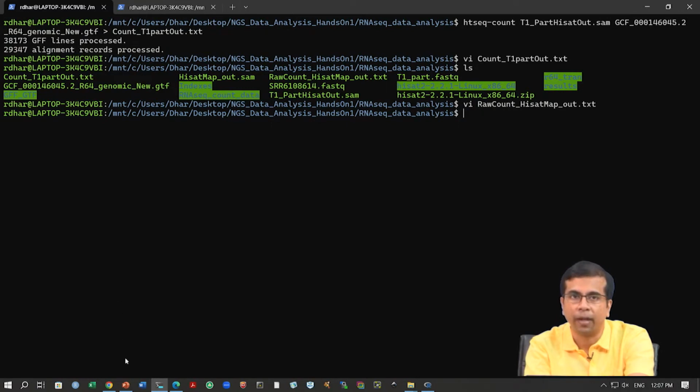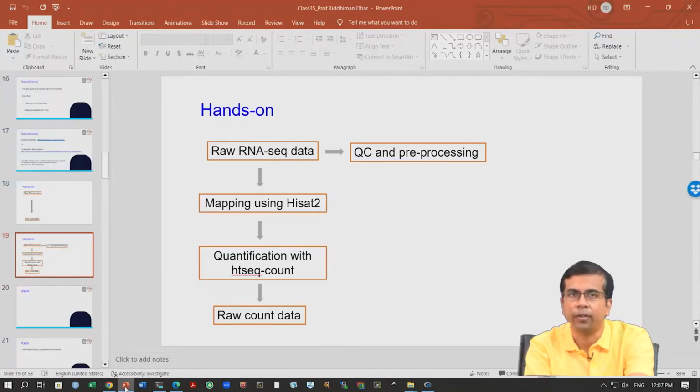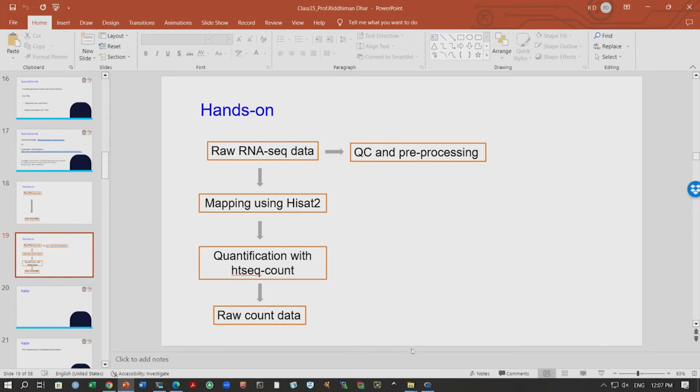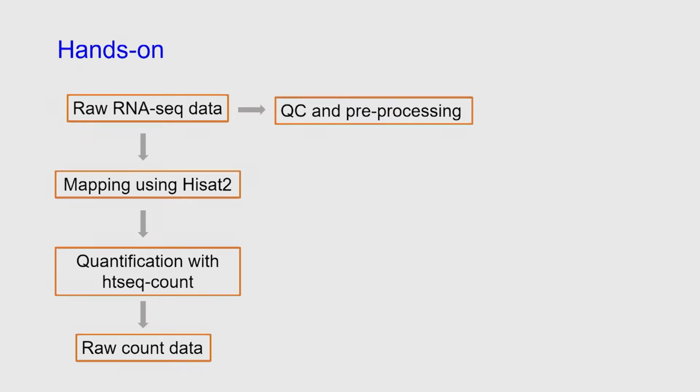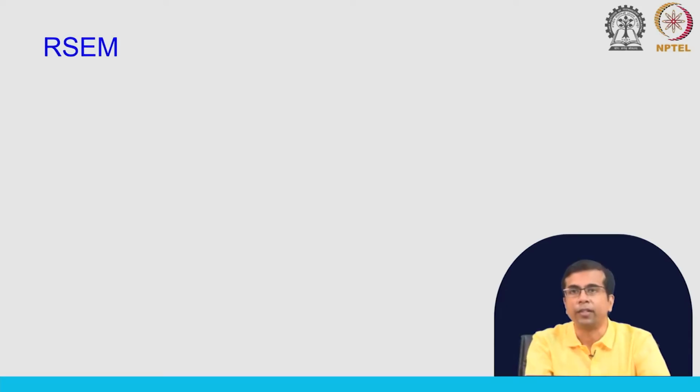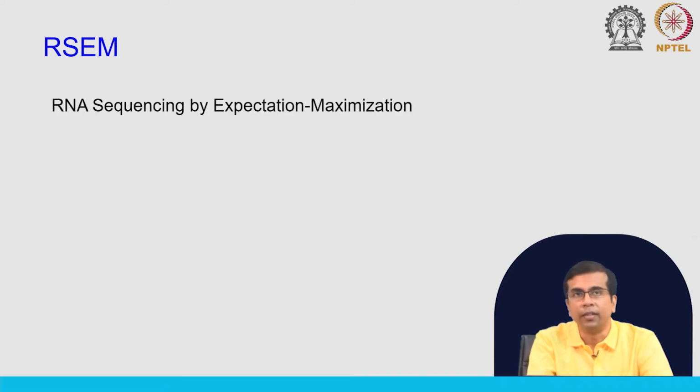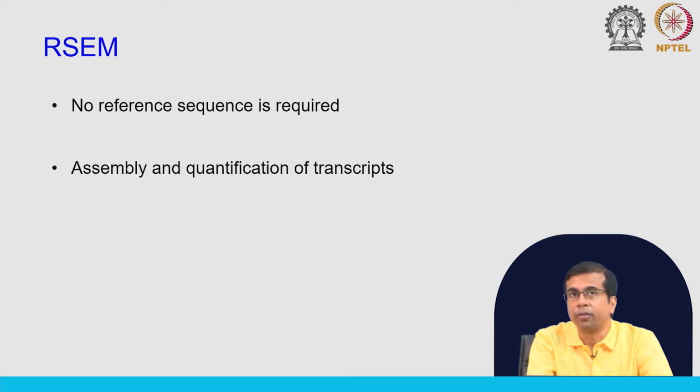So, let us go back to the presentation and continue our discussion on some of the other tools that are available and that can deal with multiple read mapping. One such tool is called RSEM. The full form is RNA sequencing by expectation maximization. This tool does not require a reference sequence; it can assemble transcripts as well as quantify transcripts.